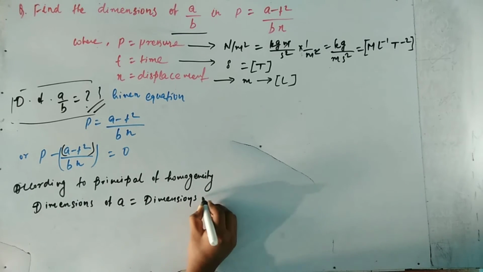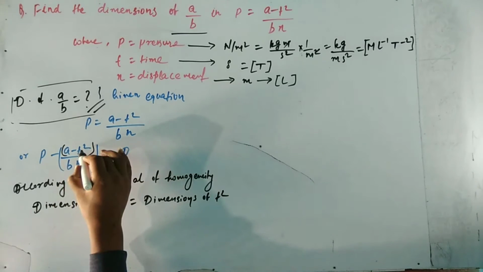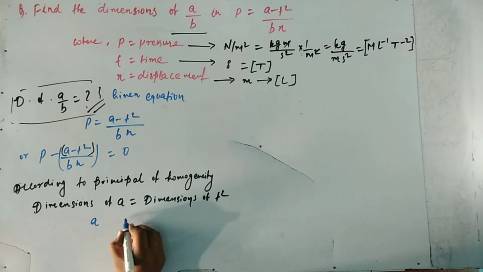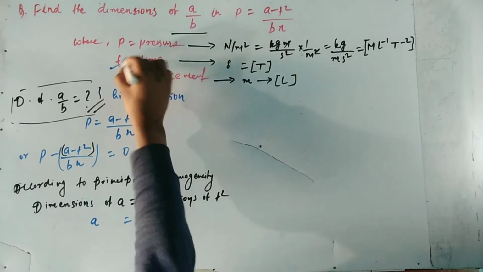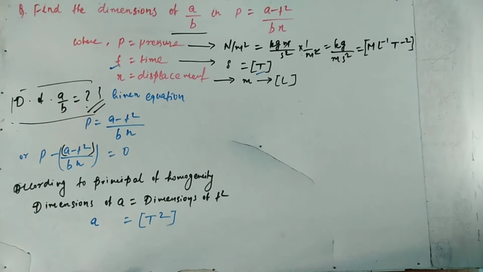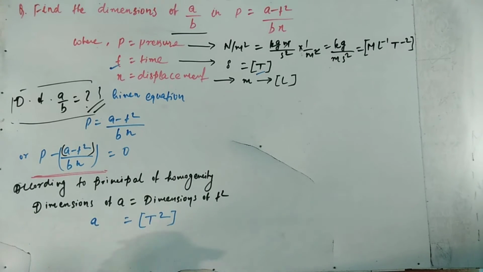So, the dimensions of A equal the dimensions of T square. Now we have to find the value of the dimension here. The dimension of T is T, so A equals T power 2. So it is the value for A. Now we will find the value of B. So we take the whole equation.